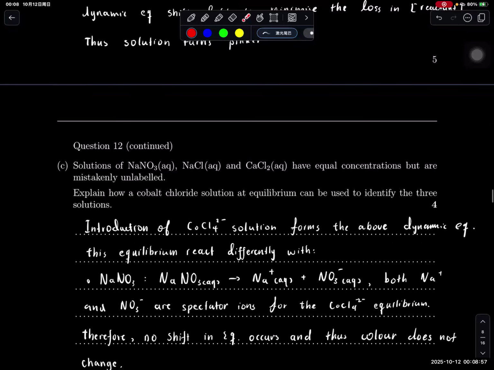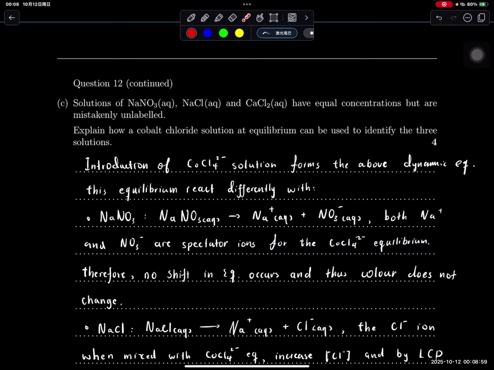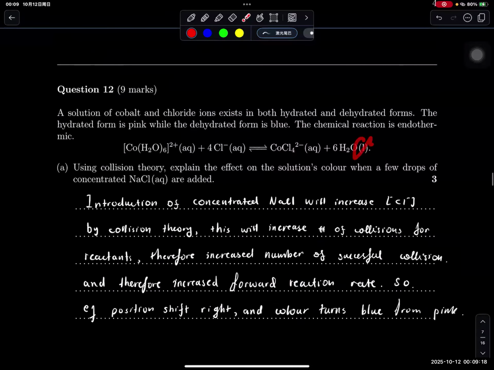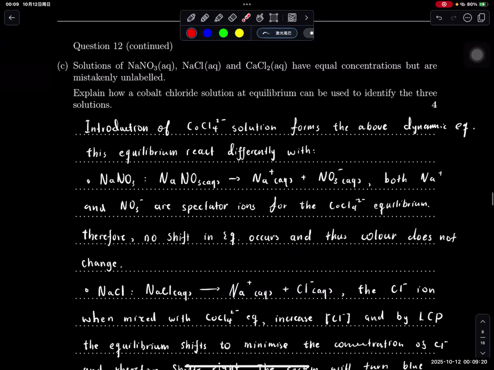Question 12 continued, part C. This one's a bit more challenging. Solutions of sodium nitrate, sodium chloride, and calcium chloride have equal concentration but are mistakenly labeled. So you have 3 bottles of them, and you don't know what they are. Explain how a cobalt chloride solution, which is the equilibrium given here, can be used to identify these 3 solutions.